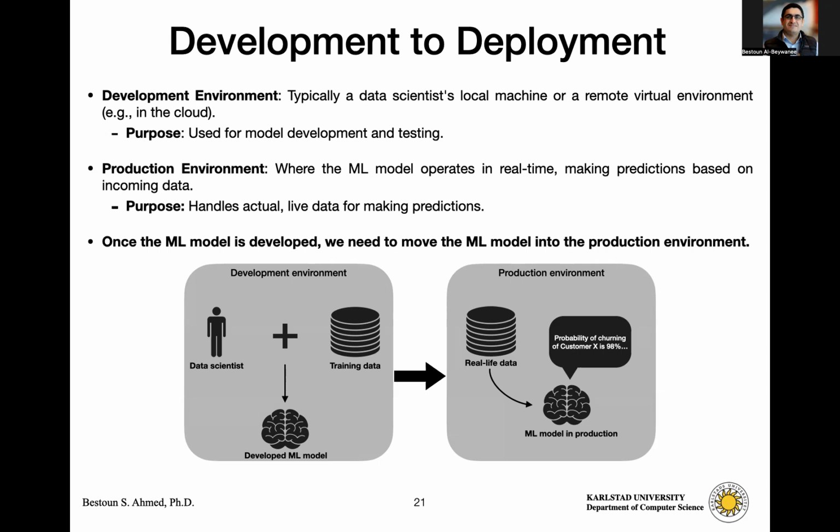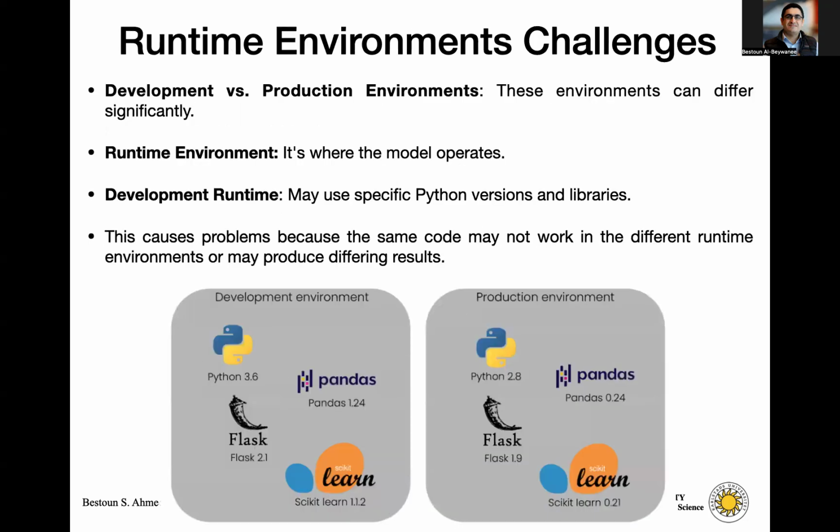The production environment is where you put this model into production, and it will handle the actual data, the live data, and make the predictions. The problem is that sometimes these two environments are different. So the runtime environment, when you go from the development to the production environment, is very problematic, because the runtime environment sometimes is not the environment that you developed the model in.